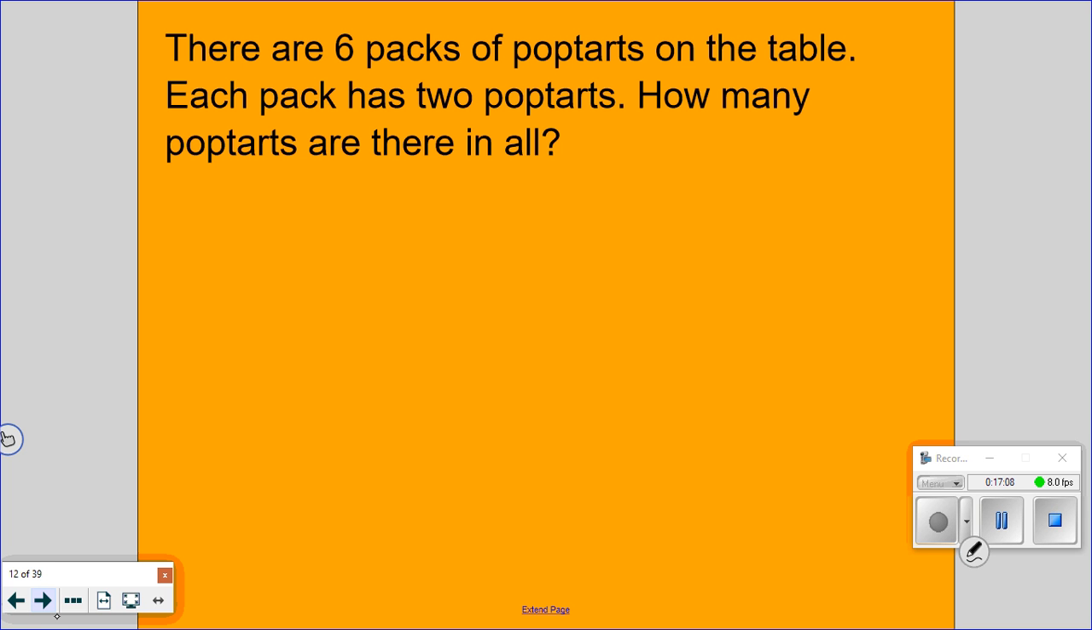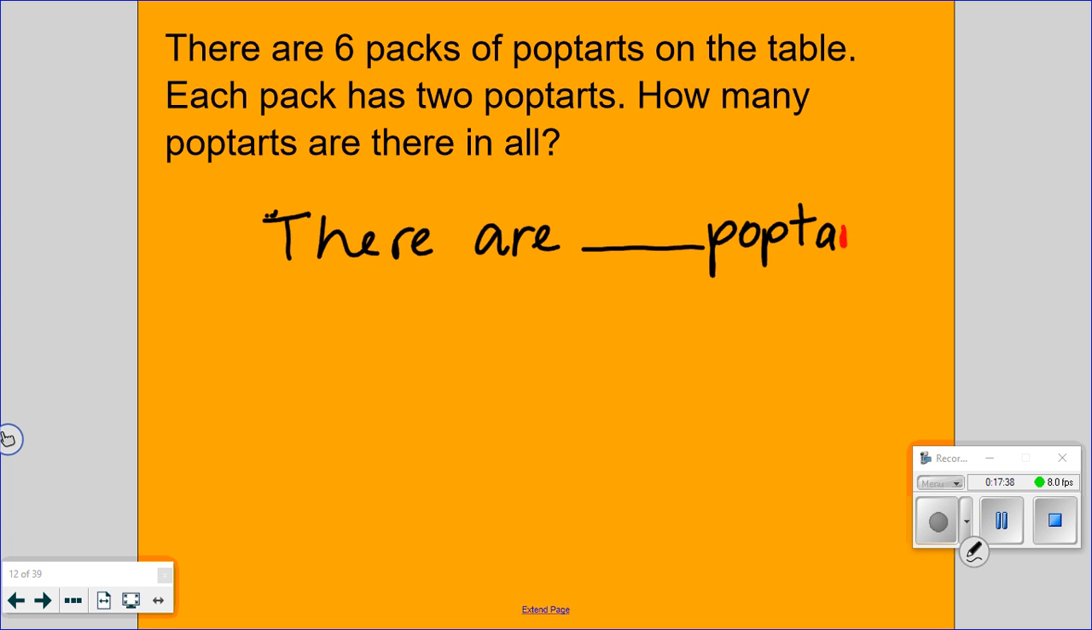Paxton, what am I counting? I'm counting Pop-Tarts. Colby, you want to try and make a sentence? How many Pop-Tarts are there in all? This is the part where you say it. You got it. There are blank Pop-Tarts. You can use Colby's sentence. If you would rather come up with your own sentence, live your best life. Make sure you have blank Pop-Tarts. That's important.